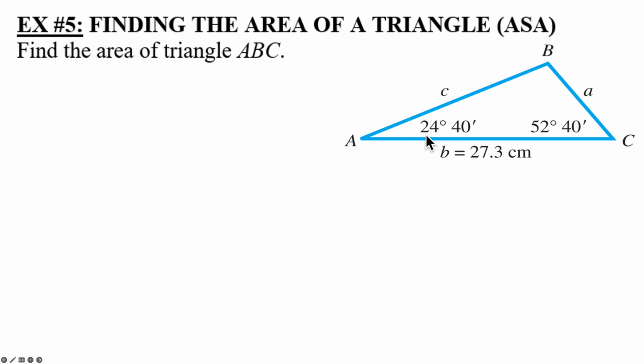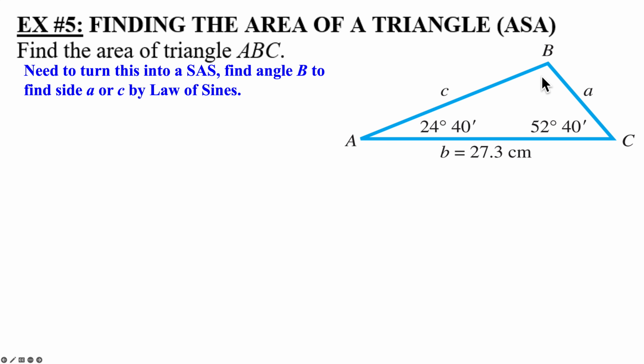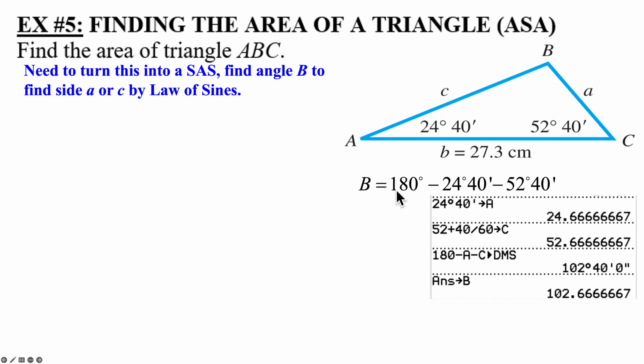Well, if you're given two angles, immediately find the third angle. You have to find angle B right away. Now, because everything is given in degrees and minutes here, this is going to be time consuming to type in over and over again, because remember, we're going to have to use the law of sines to find either A or C, and then we have to use our area formula, again typing in degrees and minutes. Why don't we store all the angles?